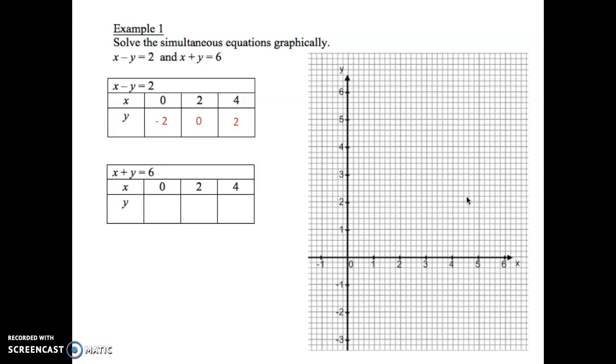With that, you'll be able to solve the equation. Double check if your numbers are correct by substituting it back into the equations. Once you have your table done, you can now plot the points. So the line x minus y equals to 2 will look something like this, where it passes through the 3 points that you have identified earlier on in the table.